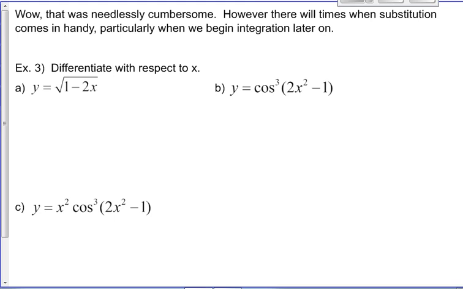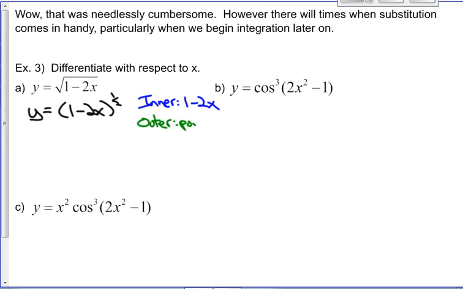I'm going to differentiate with respect to x. I've got y equals root of 1 minus 2x. And by now, we know that we want to write these as a power of a half. And when I see that, I need to make some decisions. What is the inner thing that is happening here? The inner is the 1 minus 2x. The outer thing that is happening in that function would be power of a half.